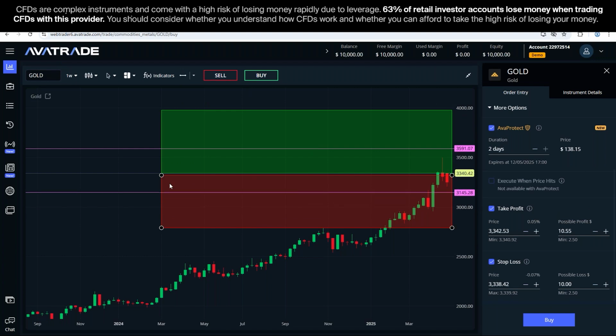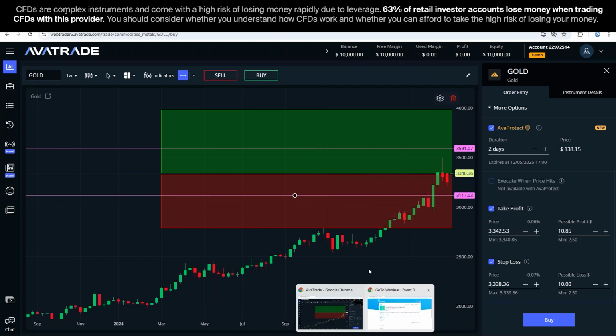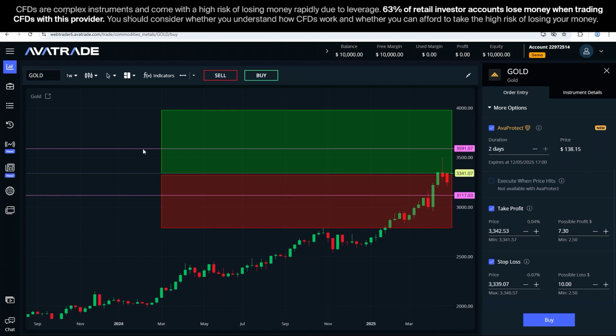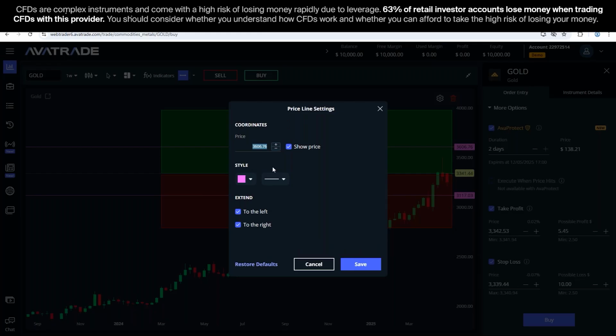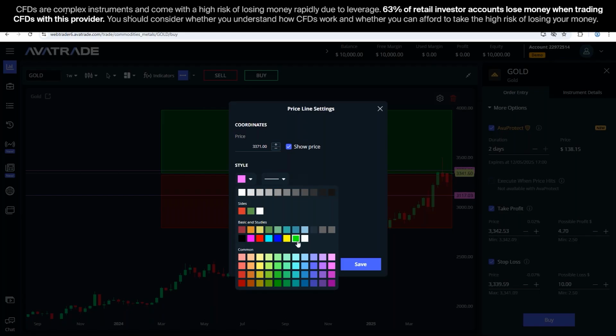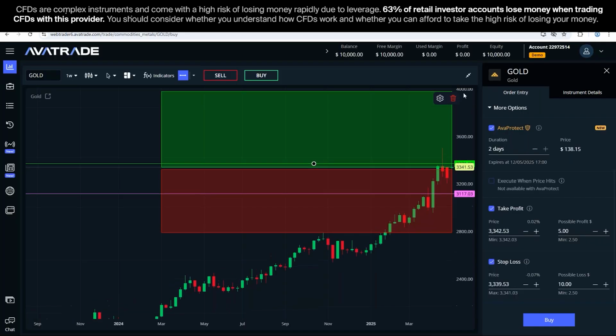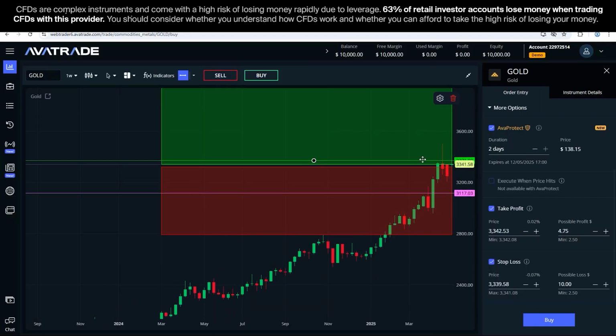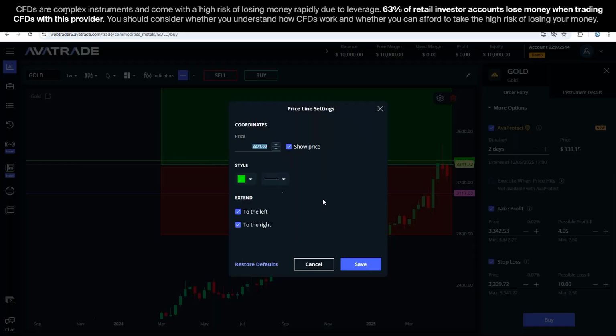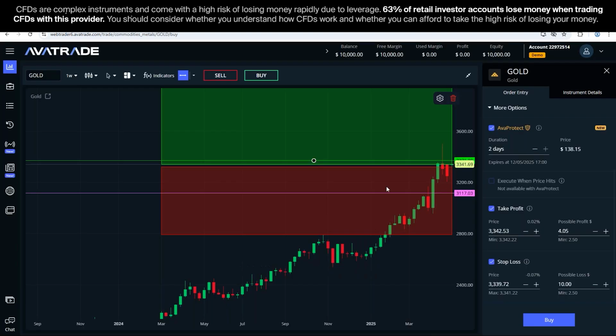And what stop loss does is exactly the other way around. So if we look at the price we've got at the moment, which is 3341, we'll extend it to 3371 as an example, which is $30 higher. And also we'll paste the green line just where we've placed the take profit.